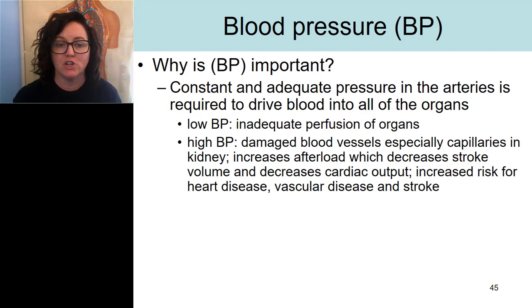Another problem with high blood pressure is that it increases afterload, which we talked about in our heart unit. When afterload gets high, cardiac output goes down. So high blood pressure reduces cardiac output, and cardiac output measures how well the heart is doing its job. Basically, high blood pressure means the heart is going to do a worse job. High blood pressure also puts us at increased risk for heart disease, vascular disease, and stroke. So you don't want low blood pressure and you don't want high blood pressure. You want that nice Goldilocks zone.